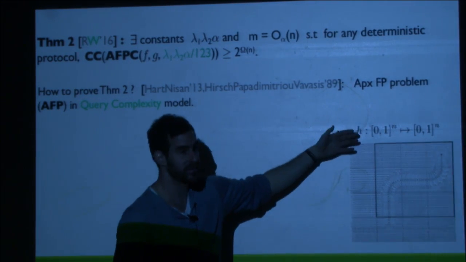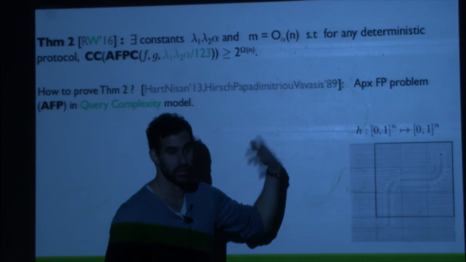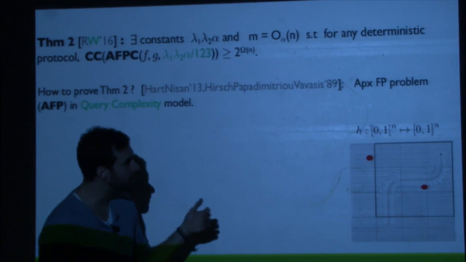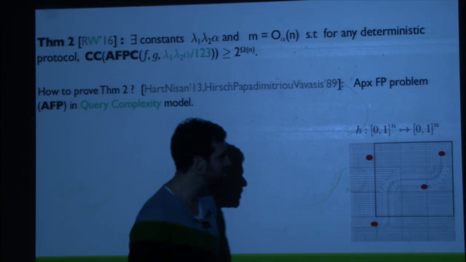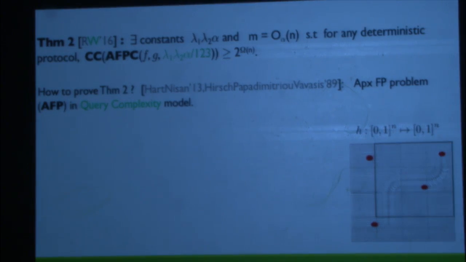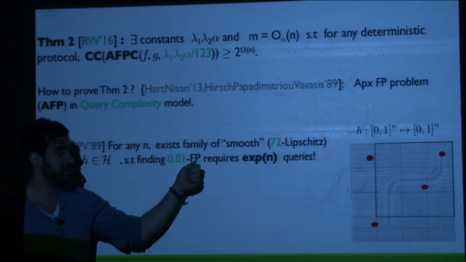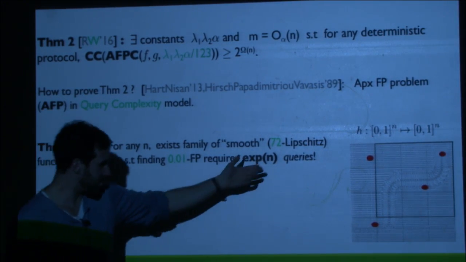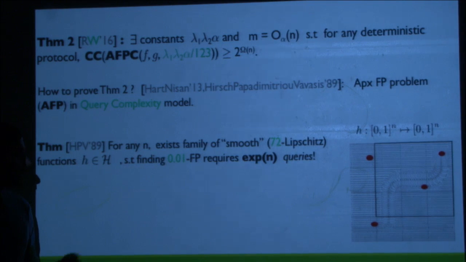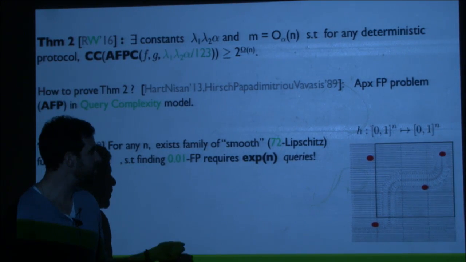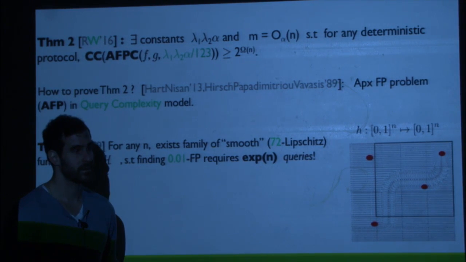You're just given a black box description of a continuous, Lipschitz function h that maps the n-dimensional cube to itself. And the question is, how many queries do you need in order to discover an approximate fixed point of this function? What they showed is that for any dimension n, there exists a family of 72-Lipschitz functions h, such that finding a 0.01 fixed point of this family requires exponentially many queries in the deterministic model. And so 72 is bigger than 1.